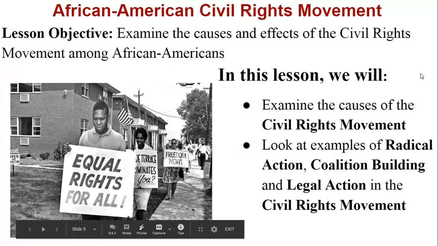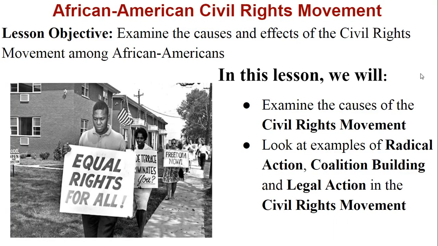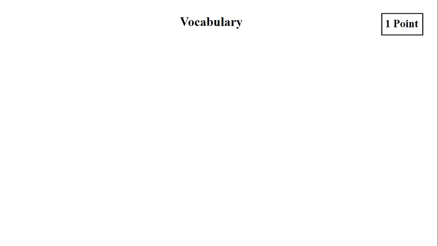So this lesson will look at the African American Civil Rights Movement from 1955 through 1975. The lesson objective is to examine the causes of the civil rights movement among African Americans. In this lesson, we will examine the causes of the civil rights movement. We will look at examples of radical action, coalition building, and legal action within the civil rights movement.